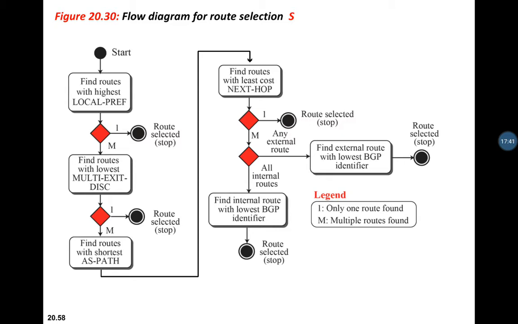Next, if there are multiple paths found, find routes with the shortest AS path. This can be used in the route selection once again. Next, if multiple paths, find the routes with the least cost next hop. This defines the next router to which the data packet should be forwarded. Next, if there are multiple paths, for any external route, find the external route with the lowest BGP identifier. For all internal routers, find the internal route with the lowest BGP identifier. This is about the route selection.